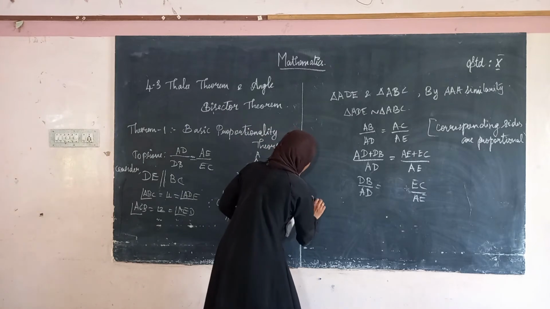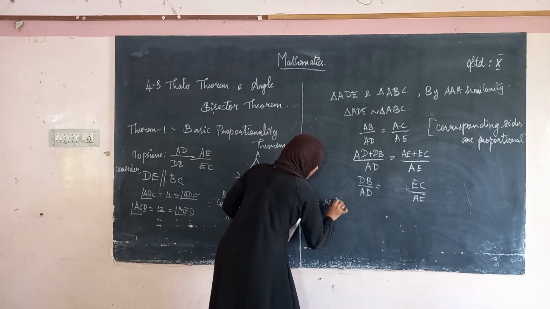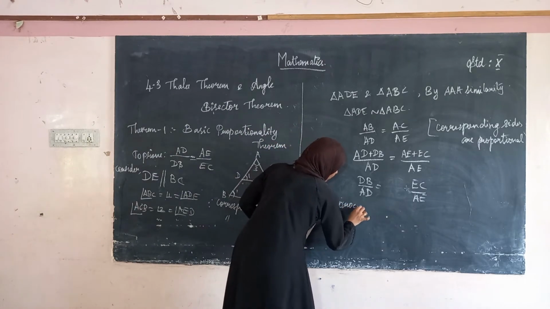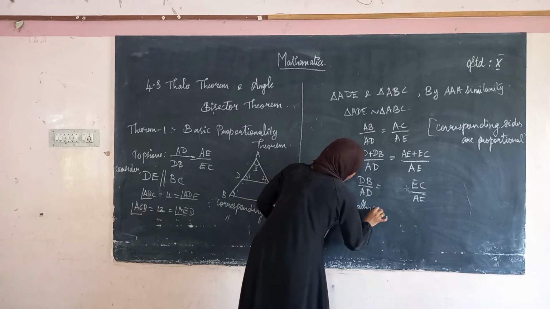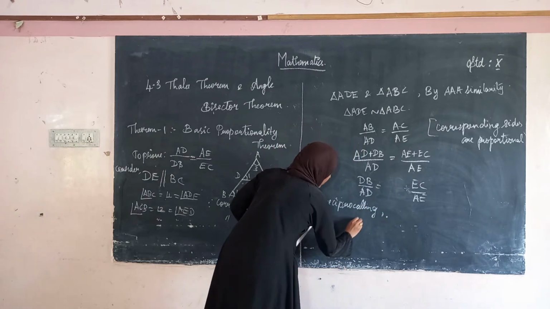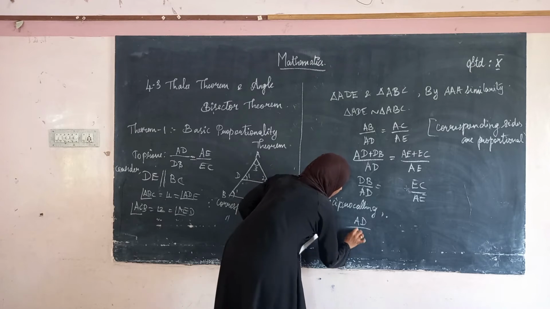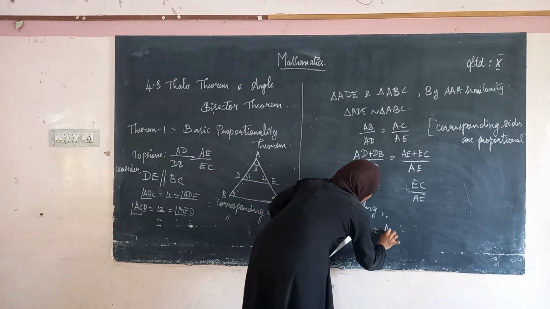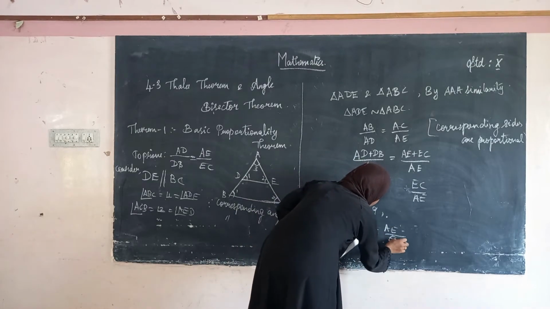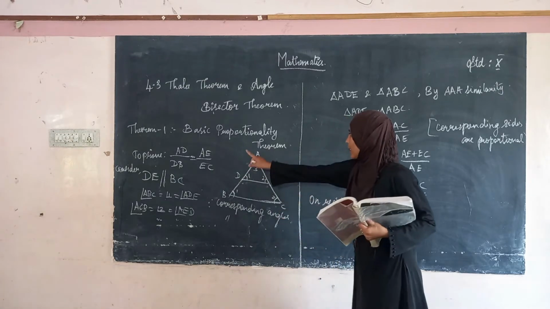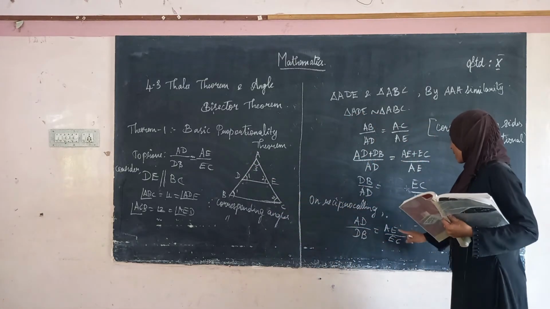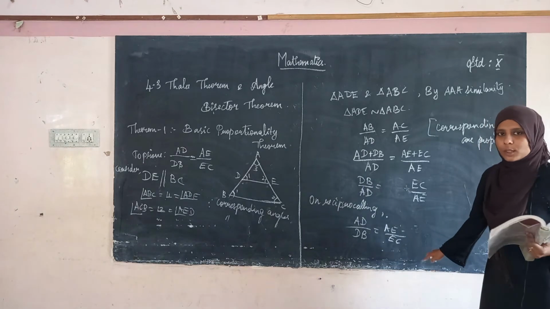On reciprocating, what will we get? After reciprocating, AD divided by DB is equal to AE divided by EC. Is this what you have to prove? AD divided by DB is equal to AE divided by EC. This is what we have to prove.